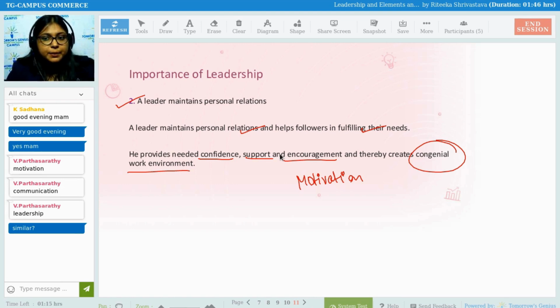Congenial work environment. Anybody who wants to give? Yes, very good. Congenial means pleasant. It makes the work environment very, very pleasant. So congenial means pleasant, a good environment.